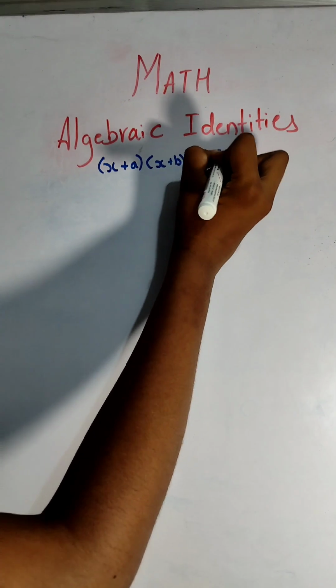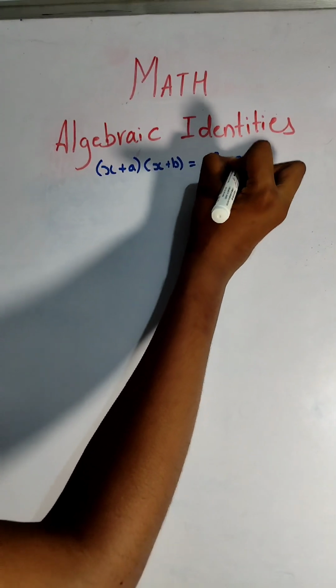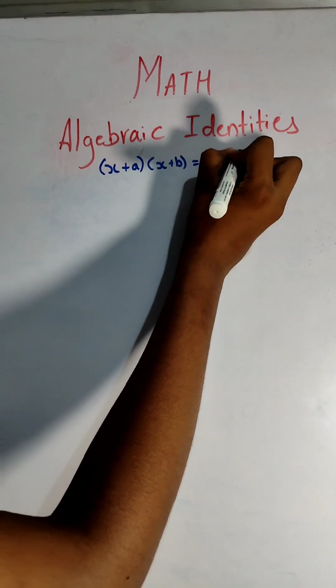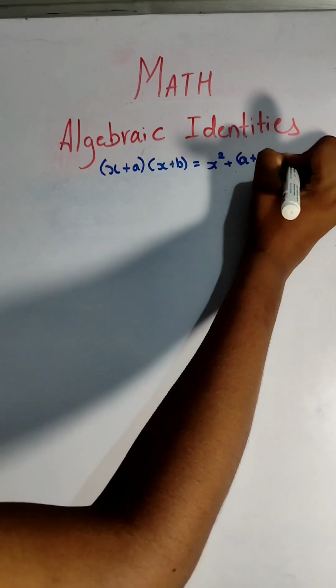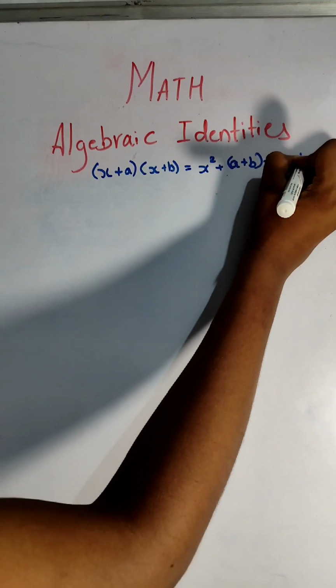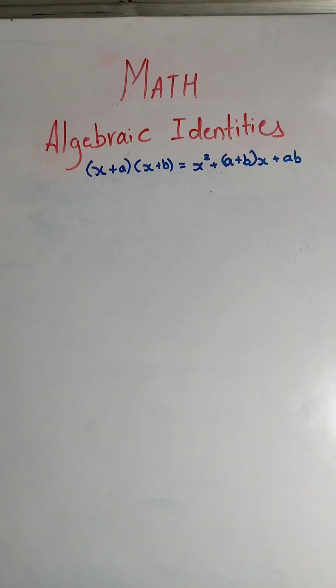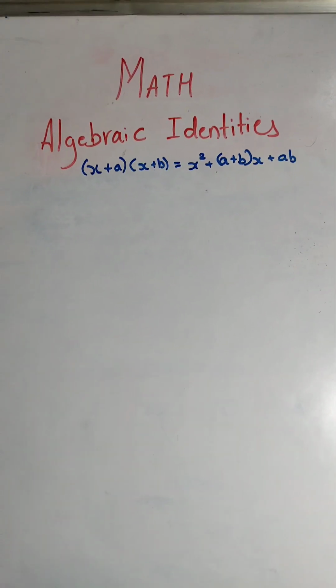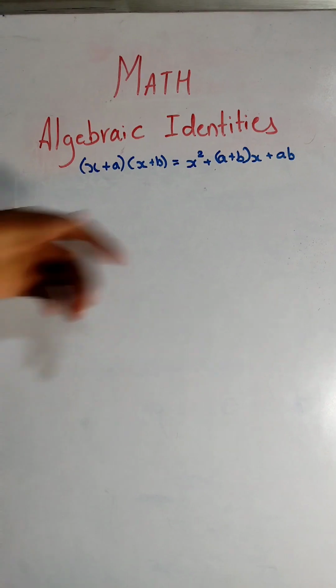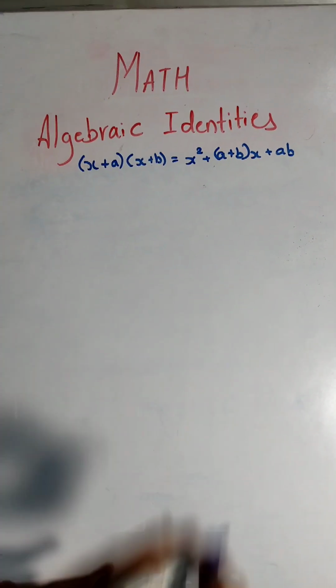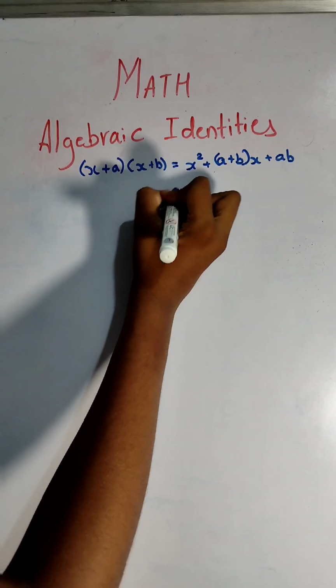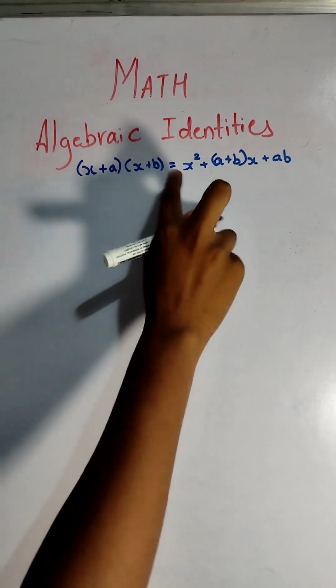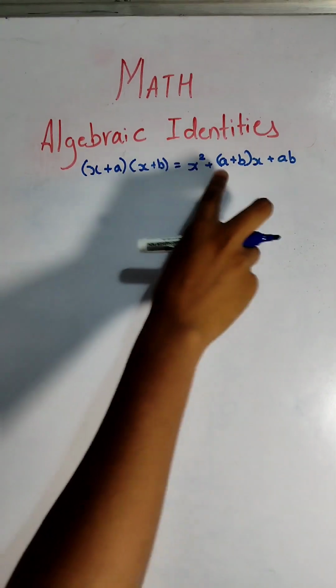This is equal to x square plus (a + b) into x plus ab. So over here we're just taking x on that side for simple terms. The x can be on either side, there's no issue with that. And this is equal. So let's see how this turns into this.